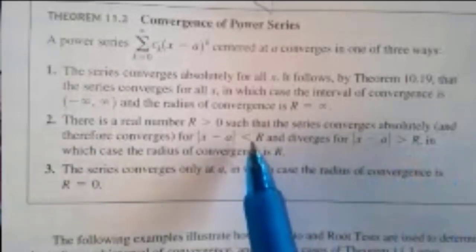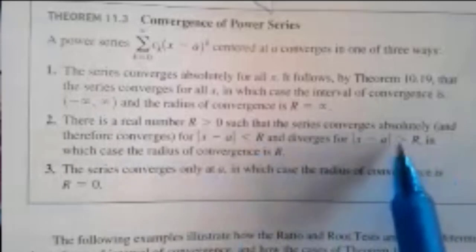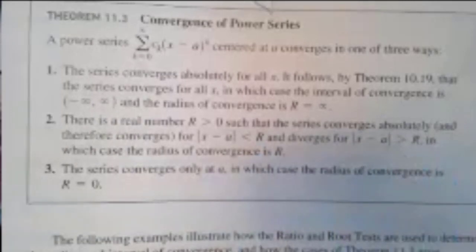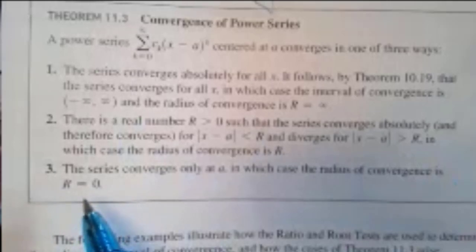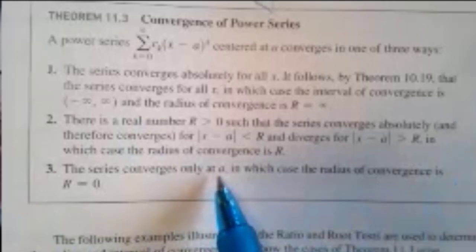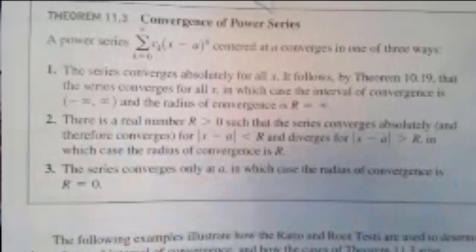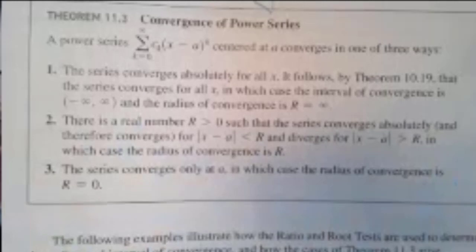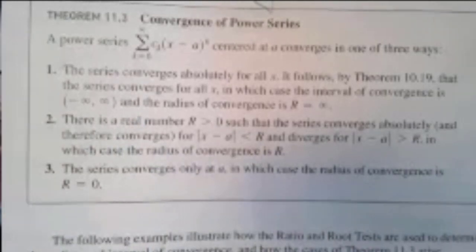Now, notice it says over here, strictly less than and strictly greater than, which brings the question of what happens when it's exactly equal to R. That's a separate case, and we're going to talk about it when we look at the examples. And then the third possibility is that the radius of convergence is 0. In that case, the power series will only be convergent at the number a. So those are the three possible situations, and we'll take a look at examples of each one of them.